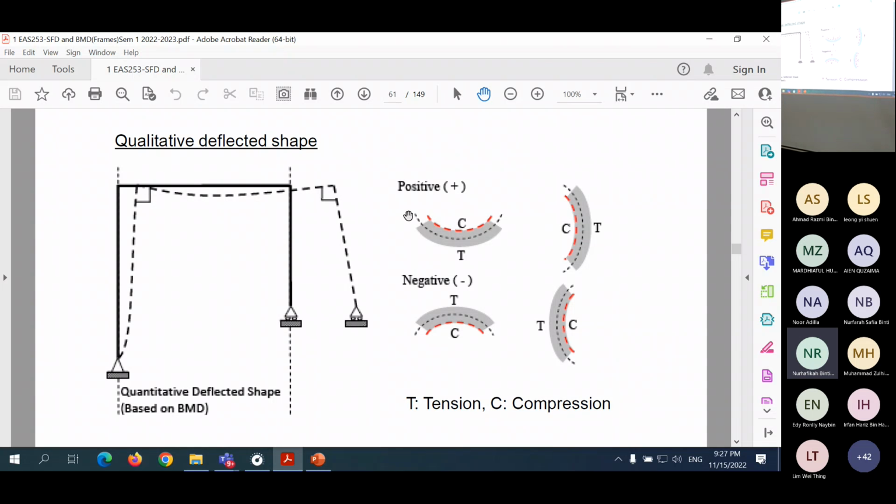So I show you here also, when it is compression, meaning how it should bend. Compression on this side, it should bend like this for that member. And for this member, the top part is in compression so that it should bend in this way.